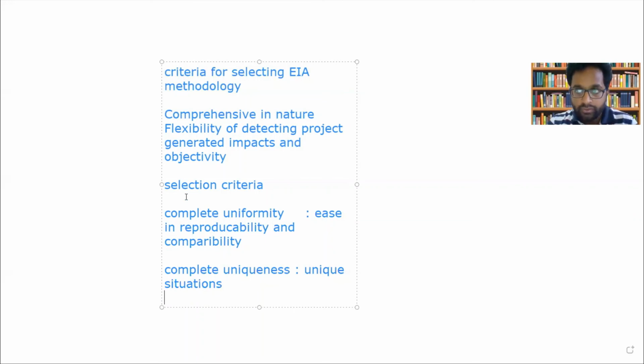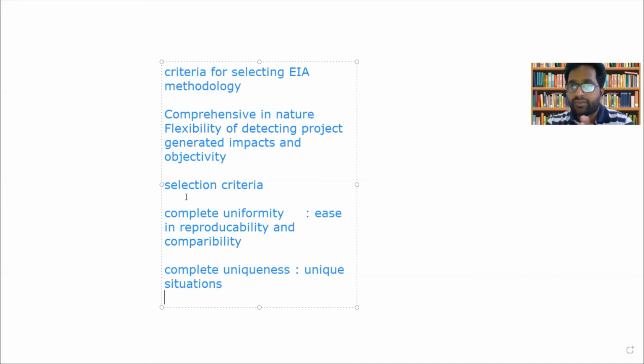The person who is doing this impact assessment should choose between these two. Either he should go for complete uniformity: I want better reproducibility and better comparability of my results, so I am going for this method throughout, and it should be completely uniform. Or that person can decide that he wants uniqueness: the different situations coming in front of me are unique in their nature, there can be no relationship coined between them, so there should be complete uniqueness. These are the two criteria for selection of an EIA method: complete uniformity and complete uniqueness.